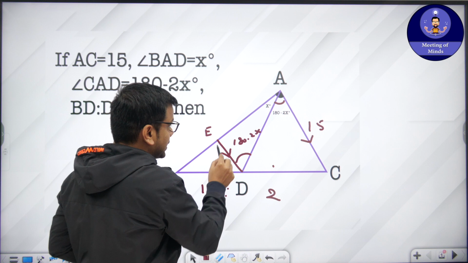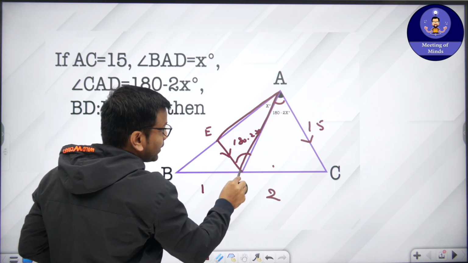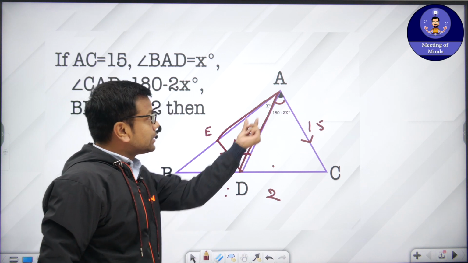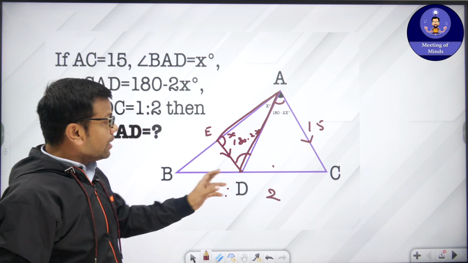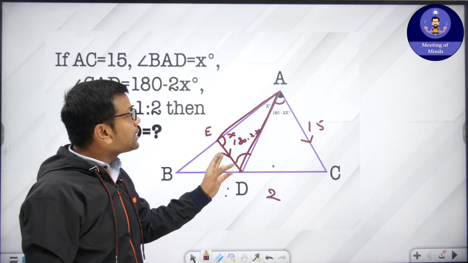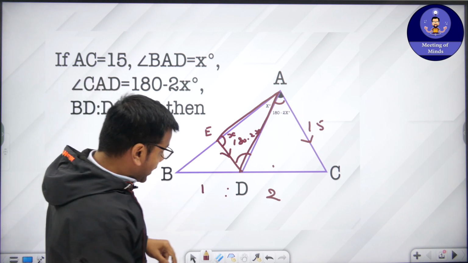So this one is x. In the triangle AED, if this one is 180 minus 2x and this one is x, to make 180, this angle must be x. Because in any triangle, the sum of all angles is 180 degrees. I'm just repeating what I have done.